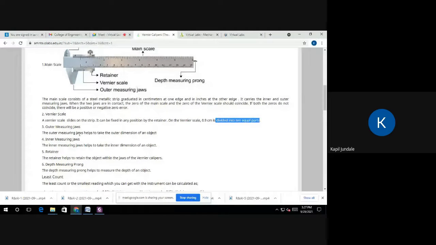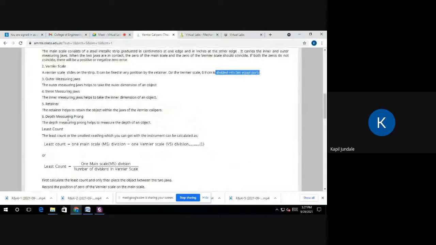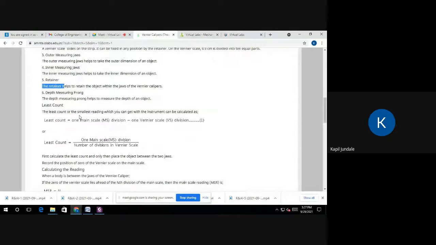Outer measuring jaw. The outer measuring jaws help to take the outer dimension of an object. This outer measuring jaw is used to measure outer diameter. Next, inner measuring jaws. Which are the inner? This one is the inner measuring jaws, used to measure the internal dimension. Retainer. What is the function of a retainer? The retainer helps to retain the object with the jaw of the vernier caliper. Next, depth measuring probe. This depth measuring probe helps to measure the depth of the object.